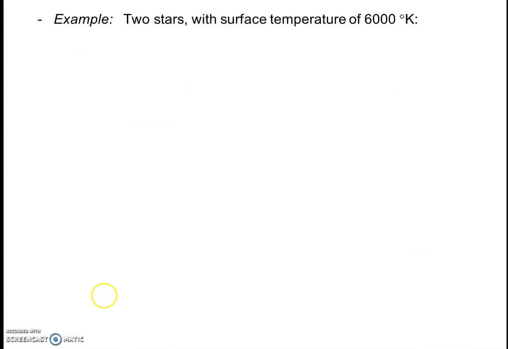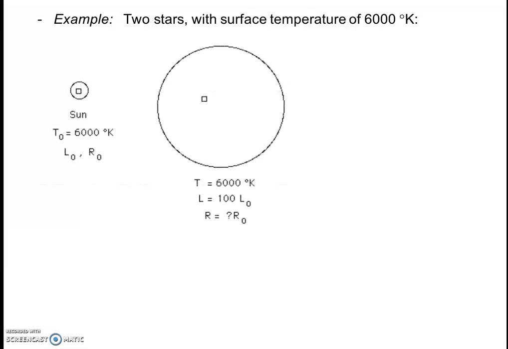So let's have an example. Two stars with a surface temperature of around 6,000 degrees Kelvin. One happens to be our sun. Our sun has a surface temperature of approximately 6,000. It's actually closer to 5,800, but we're not going to split hairs. And then we have another star with the same surface temperature. Let's call it Capella, because there is a star called Capella, and it's about the same surface temperature as the sun. But it is much, much larger.